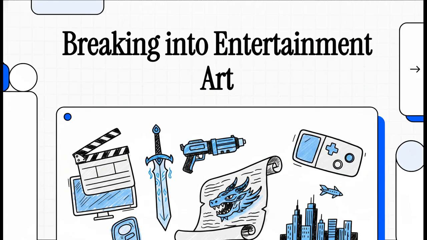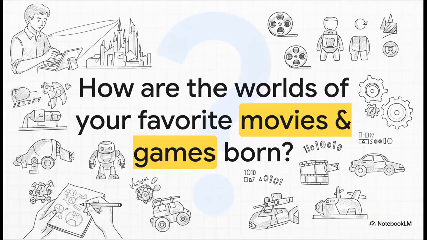Hey everyone, and welcome. Today we're pulling back the curtain on one of the coolest creative fields out there, entertainment art. We're going to explore how those incredible worlds you love in movies, games, and TV actually get made. I mean, really stop and think about it for a second. Before any of the fancy CGI, before the actors step on set, before a single line of code is written, an artist has to sit down with a blank page and literally invent everything you see. That's the magic we're jumping into today.